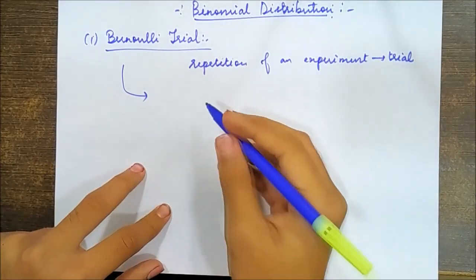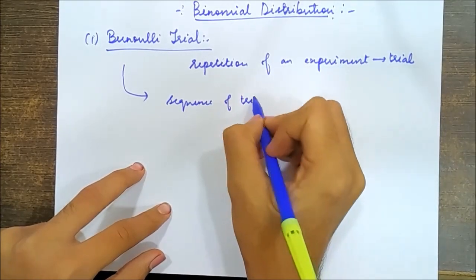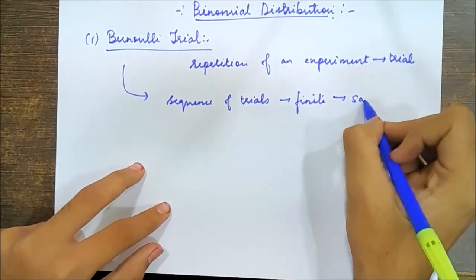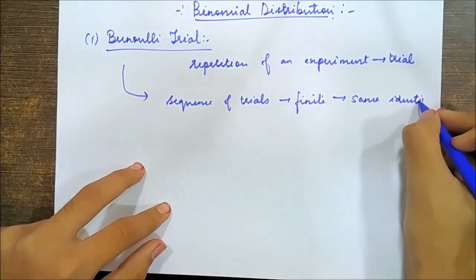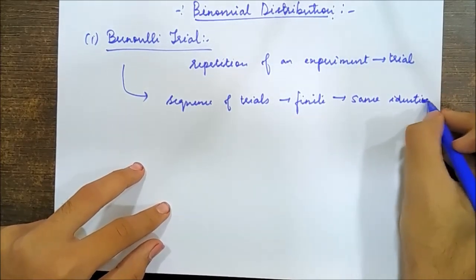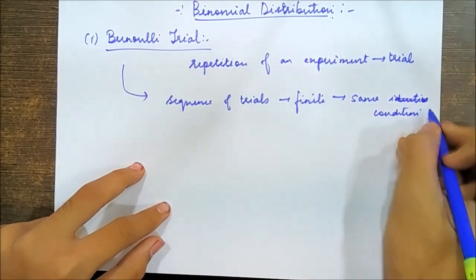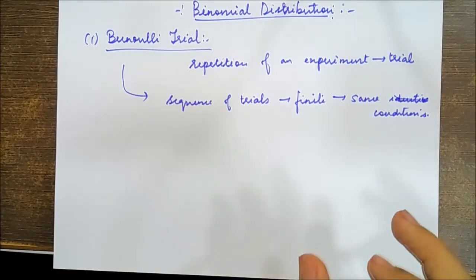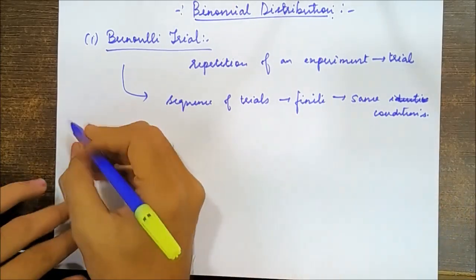So what are Bernoulli trials? Bernoulli trials are nothing but a sequence of trials in a finite number and in the same conditions. And at each trial, three things happen.